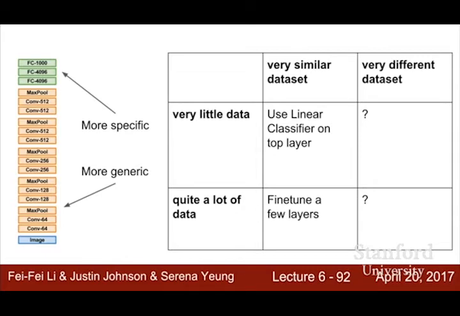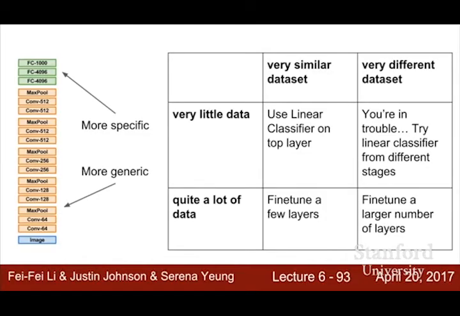Then generally, if your data is very similar to something like ImageNet and you have a very small amount of data, you can basically train a linear classifier on top of features extracted using an ImageNet model. And if you have a little bit more data to work with, then you might imagine fine-tuning the network.